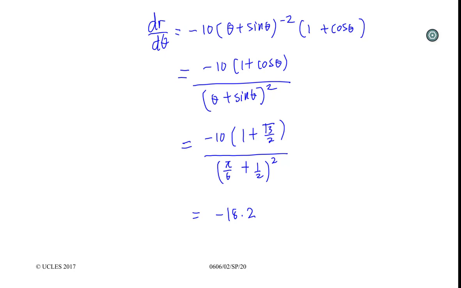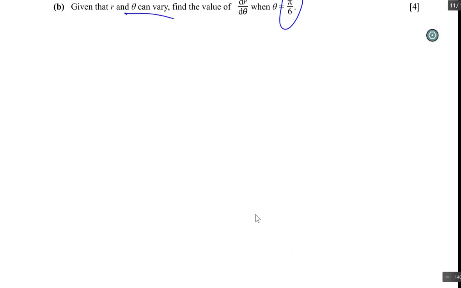Yeah, I forget to square it. Yeah, correct. Negative 17.8. Okay, so make sure you type everything in the calculator correctly, then you will get the correct answer. 4 marks.